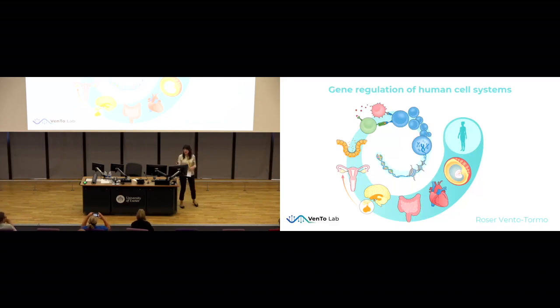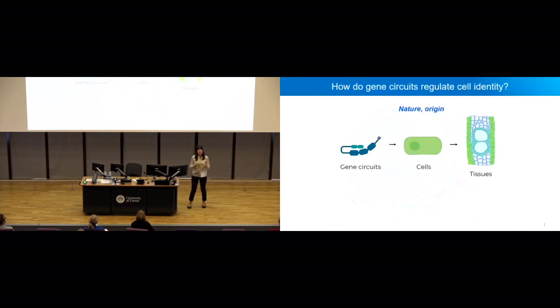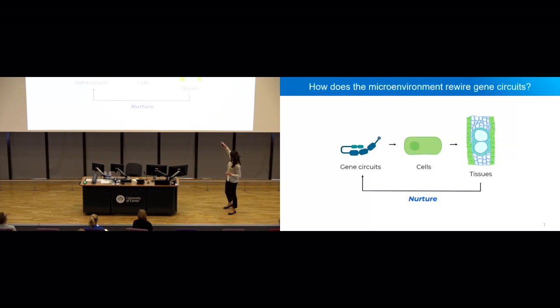In the lab, at a more general level, what we are interested in is how the genome is organized into gene circuits and how these gene circuits give rise to the huge variety of cells that we have in tissues. However, we know that this is not such a simple process where the information goes from the genome to the cells to the tissues, but also the information from tissues feeds back into these gene circuits, and this has an impact on the cellular identity.